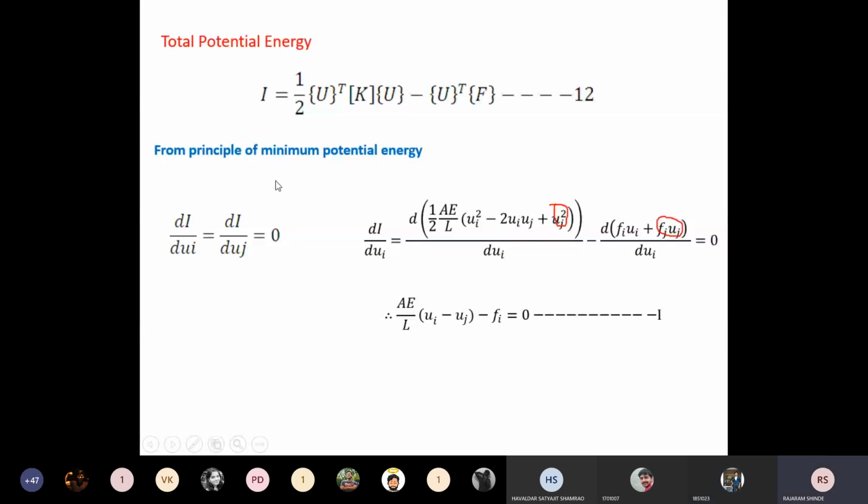What is the principle of minimum potential energy? Potential energy is minimum when the structure is in equilibrium. Am I right? Do you agree with this? Yes, sir. In calculus, or in mathematics, if any function is minimum, its derivative with respect to the variable affecting that function is equal to 0.